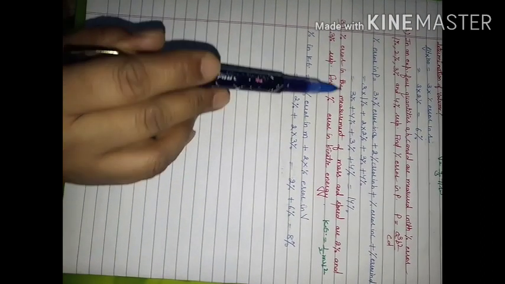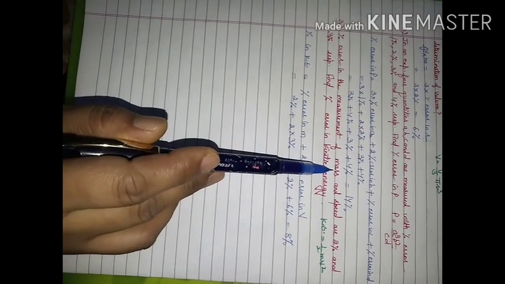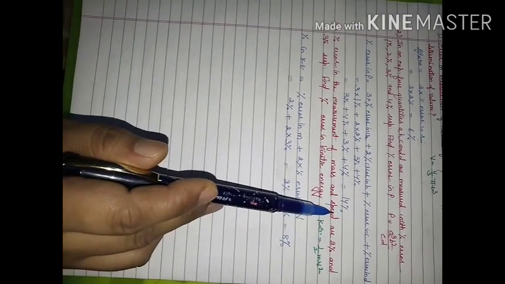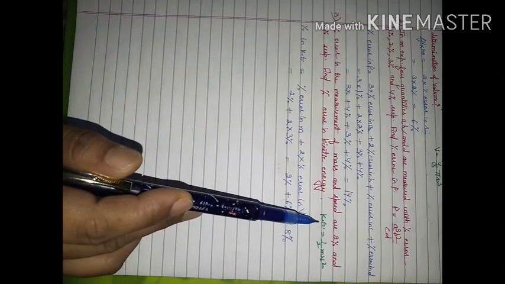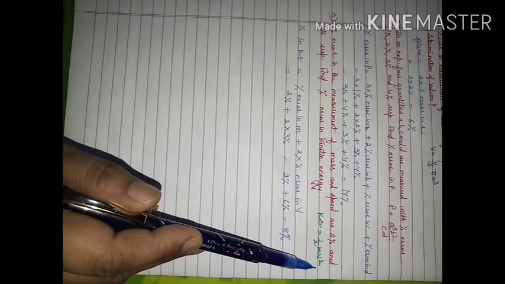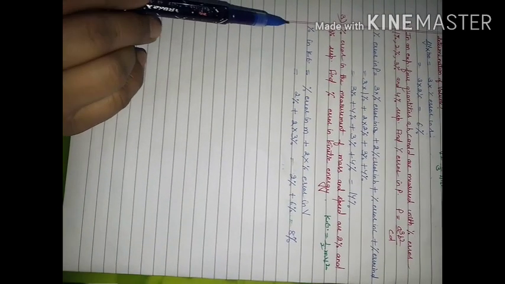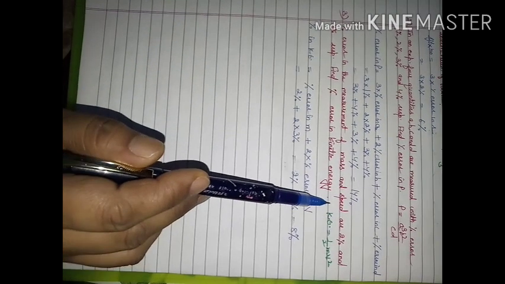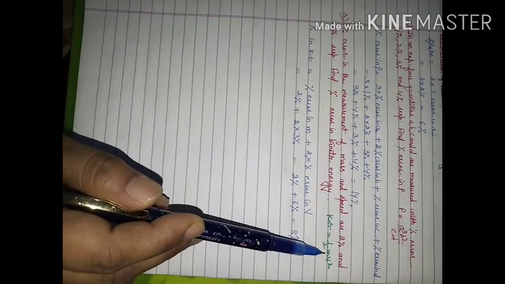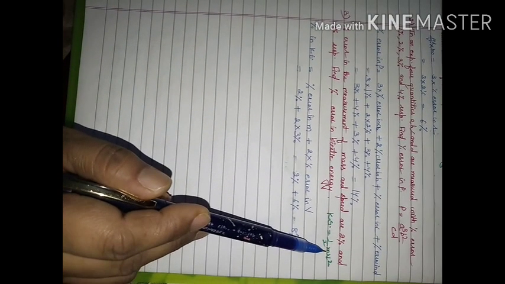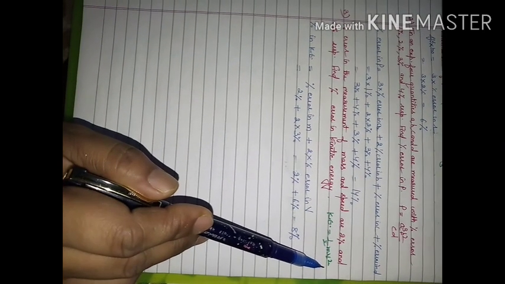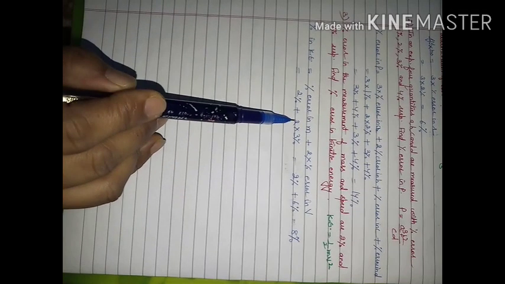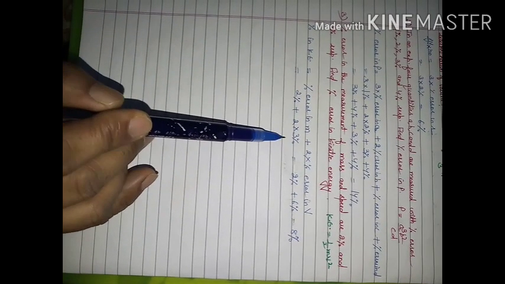It is given that the percentage error in measurement of mass is 2% and in speed is 3%. Find the percentage error in kinetic energy. So kinetic energy is half mv square. Then the percentage error in kinetic energy will be the percentage error in mass plus twice the percentage error in velocity. So this will be 2% plus 2 multiplied by 3%. Your answer will come out to be 8%.